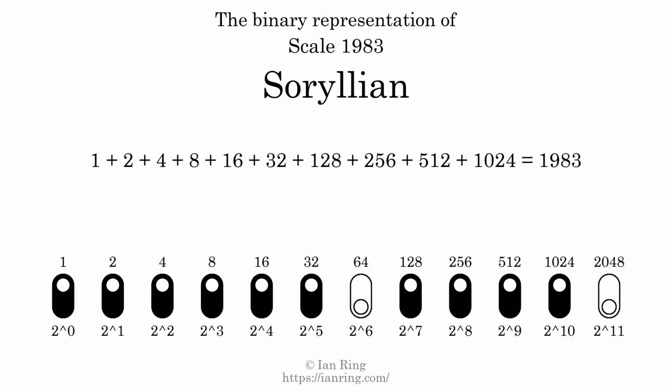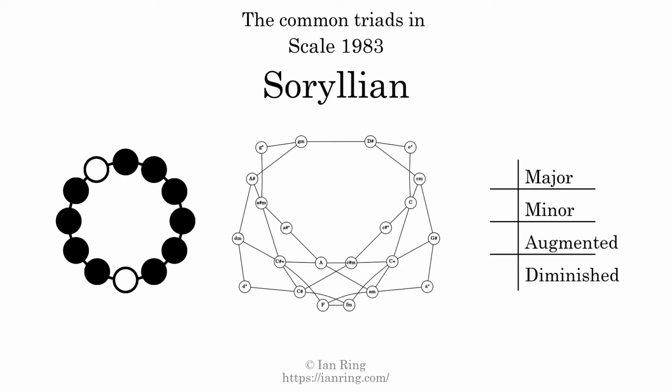The scale number not only enumerates the scale with a unique index, but it also literally describes the tonal content of the scale. Represented as a binary number in base 2, the scale number is 01111011111. Here are the common triads present in this scale. The diagram in the center is a graph of parsimonious voice leading between triads.